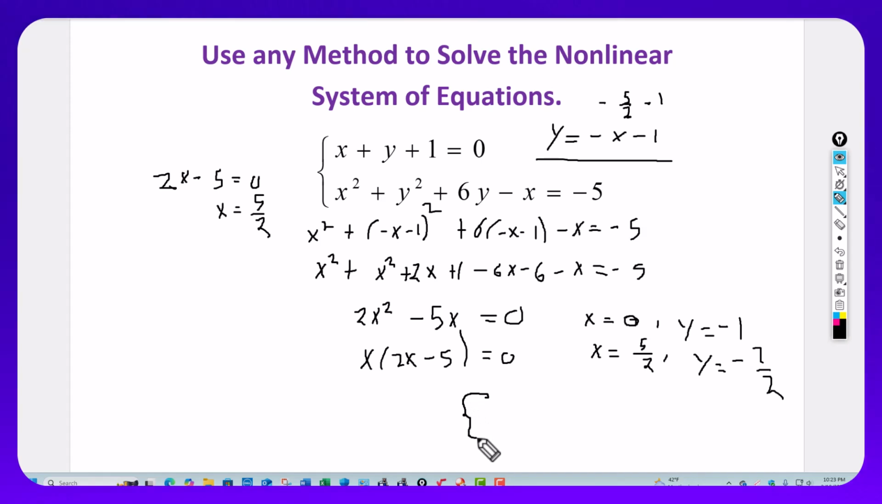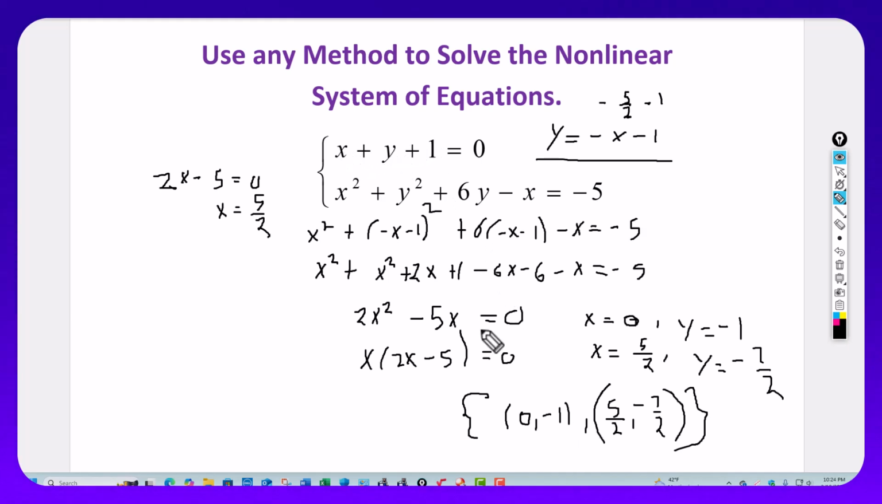So we can write the solution set as ordered pairs. One solution would be the ordered pair (0, negative 1). The other solution pair would be (5/2, negative 7/2). So that's your solution: (0, negative 1) and (5/2, negative 7/2). Now there is a possibility that there was an error and you got the wrong answers here. So you can make sure you got the right answers by just substituting into the equation.